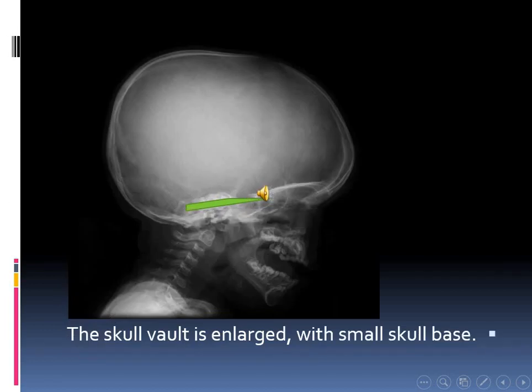First of all, this lateral X-ray of a child who is a known case of achondroplasia, we can see that the abnormality is in the skull shape. The skull shape looks abnormal because the skull vault is enlarged and there is a small skull base. The green line showing us the area of the skull base, which is relatively small in regards to the other part of the skull.